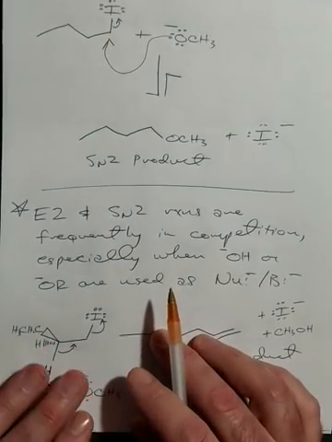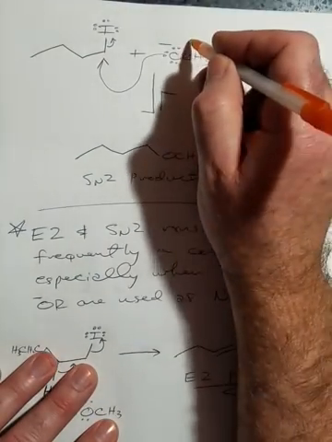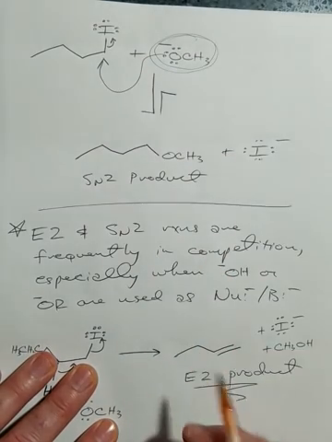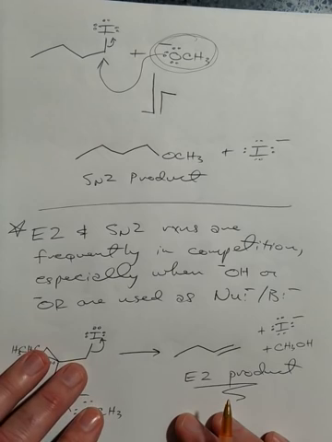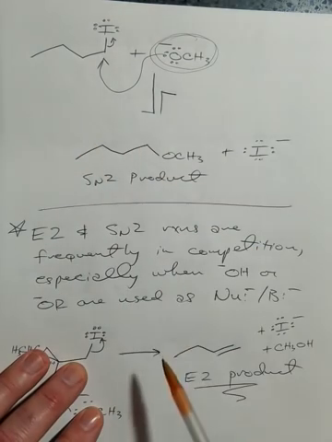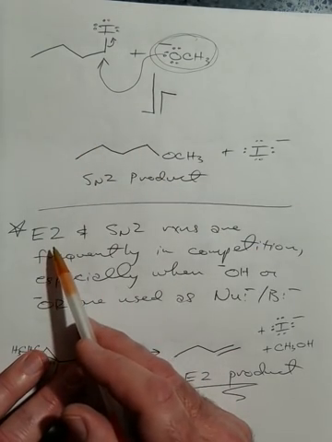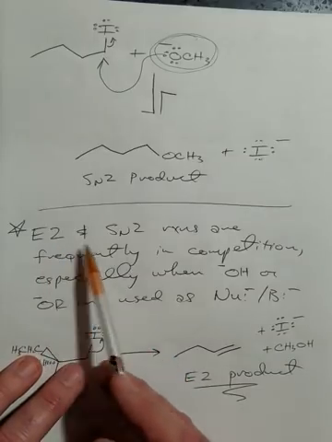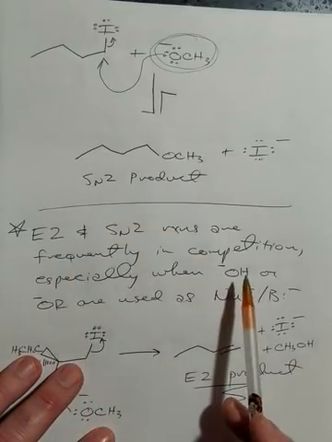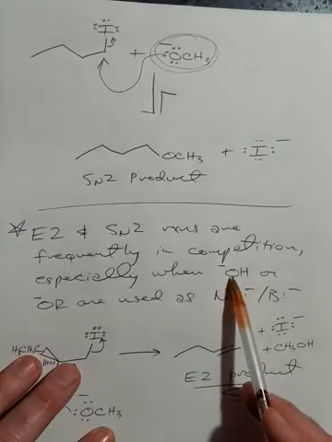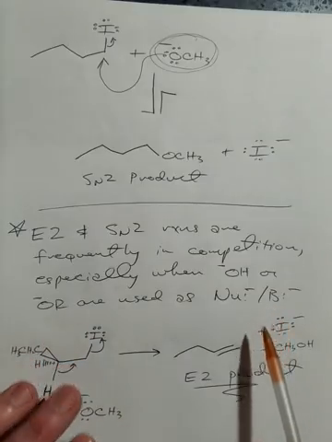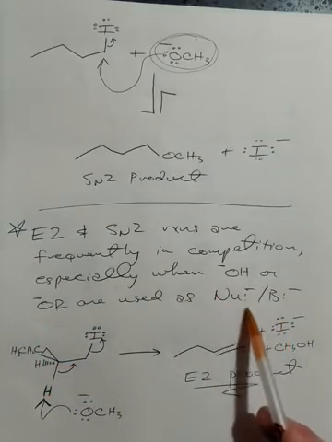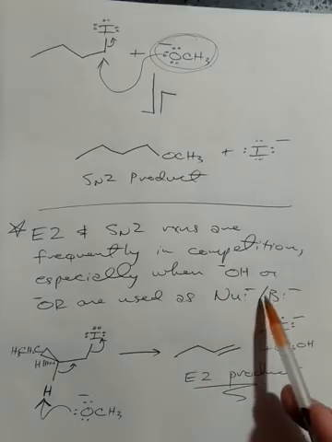But we have to note here that in this case, because we chose a nucleophile, this alkoxide nucleophile, which is also a strong base, this SN2 reaction is going to actually be in competition with an E2 reaction. E2 and SN2 reactions are frequently in competition, especially when we're using either hydroxide or alkoxide anions as nucleophiles or bases. So this is our abbreviation for nucleophile, this is our abbreviation for base.